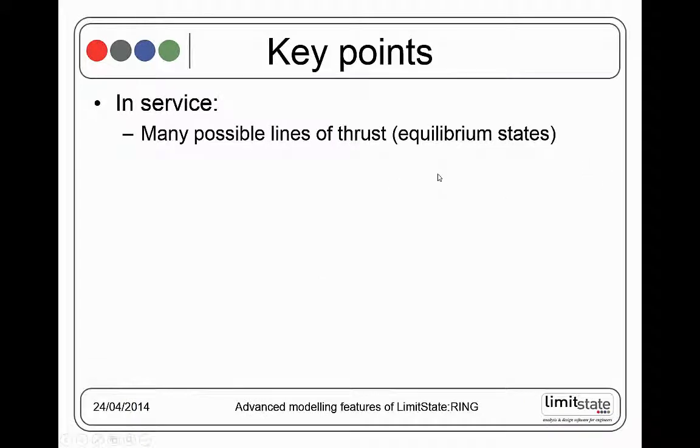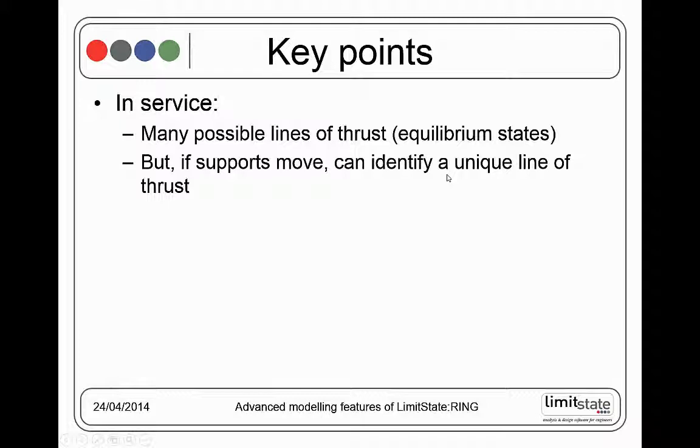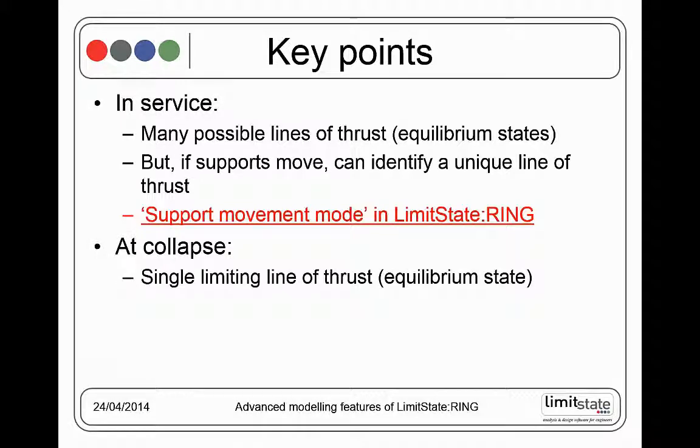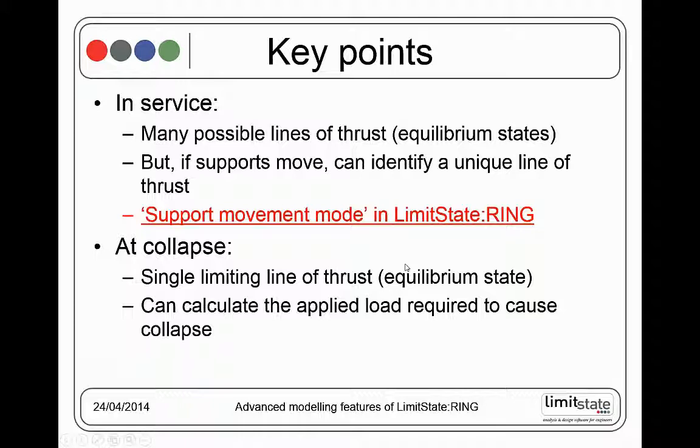So just to summarize that, in service, there are many possible lines of thrust or equilibrium states. If, on the other hand, the supports move, then we can identify a unique line of thrust. This corresponds to the support movement mode in LimitState RING, something which we'll talk a little bit more about later in the webinar. At collapse, you have a single limiting line of thrust or equilibrium state, and we can calculate a value of applied load, or multiplier on the applied load, required to cause collapse. And this is the standard or normal mode in LimitState RING.